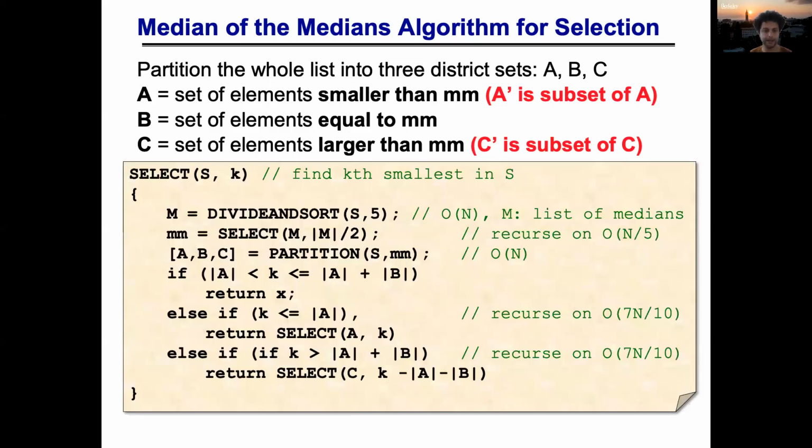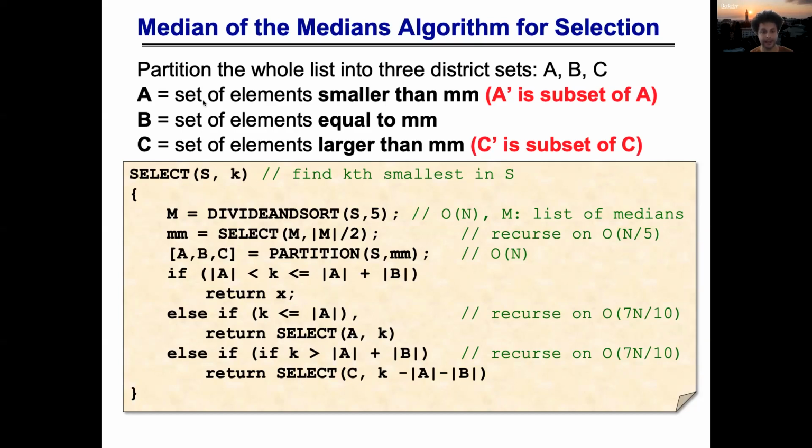So here's the code. I divide and sort my lists of 5 elements each, and I recursively find the median in a list of size n over 5, and I partition my data based on that median of medians into 3 sets as defined at the top, A, B, and C. And now I'm just going to recurse on A and C, and if I found the solution, I'm done. So that's basically the main idea.